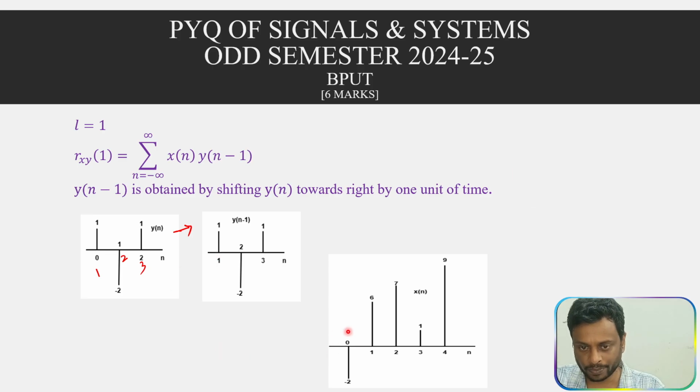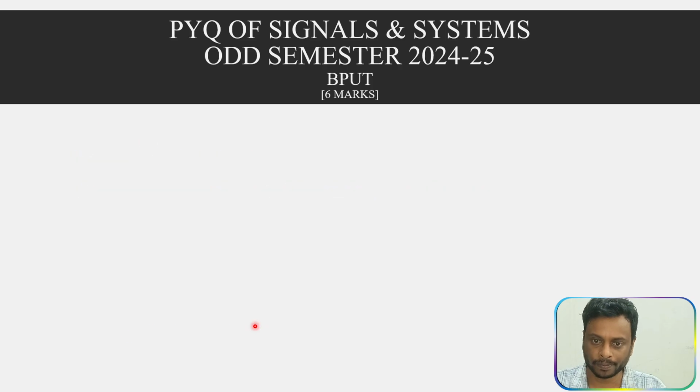Multiply sample by sample. At 0 there is no sample. At 1 it is 6, so 6 into 1 is 6. At 2 it is 7 into minus 2, so minus 14. At 3 it is 1 into 1, which is 1. So the result will be minus 7.